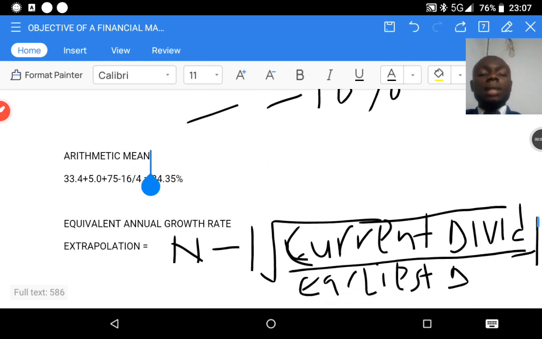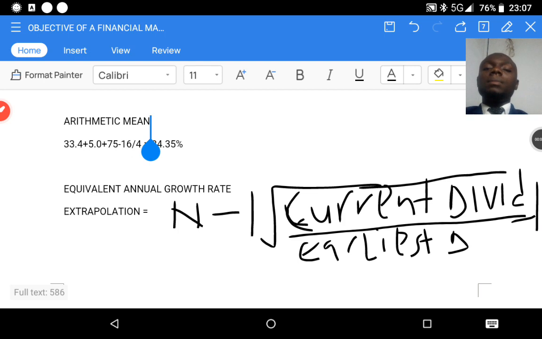Now what is equivalent annual growth? Equivalent annual growth means that we want to determine the growth rate in dividend. How do we determine growth rate? There are two methods under the cost of capital: extrapolation and Gordon's model. For the purpose of this question, we are going to use extrapolation, because we are given a series of dividends.